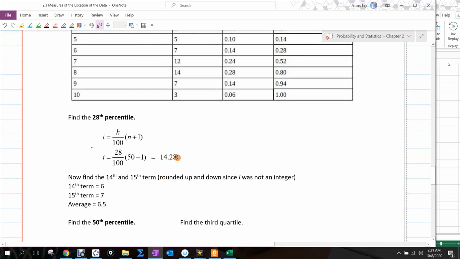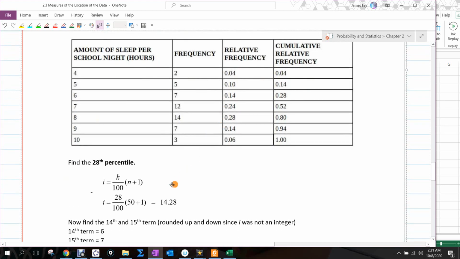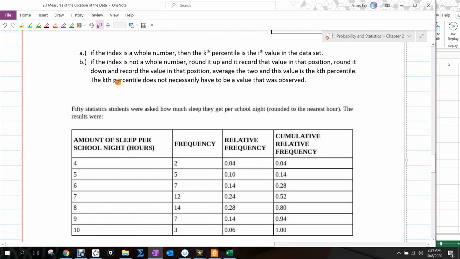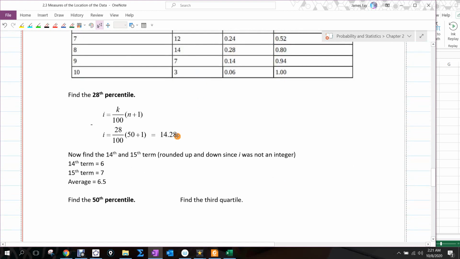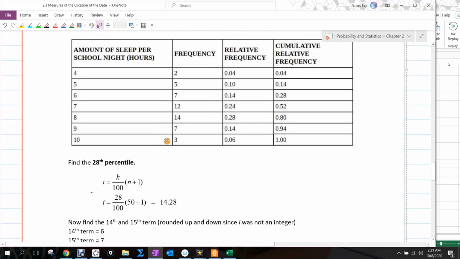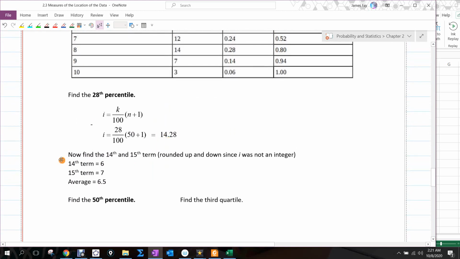Now what do we do? Remember I said if the index i is not a whole number, round it up, record that value, round it down, record that value, and then average those. So 14.28, round that down to 14. Then i is what we refer to as the 14th term.